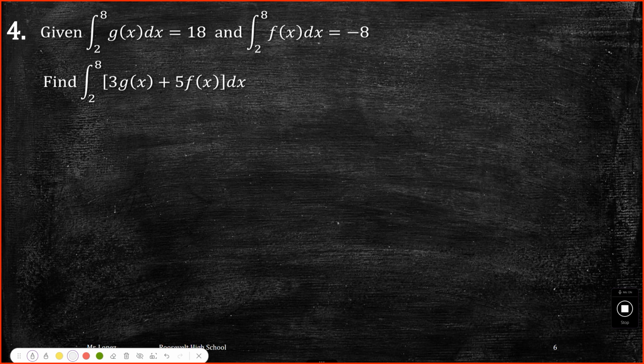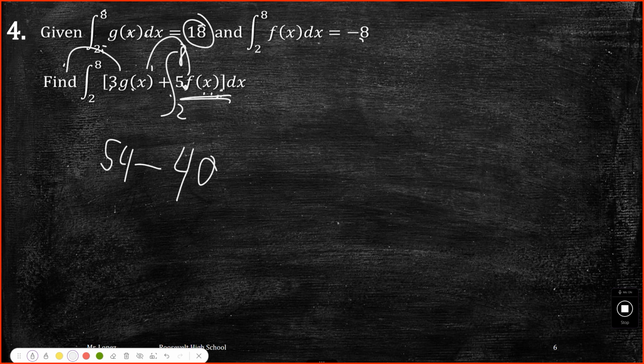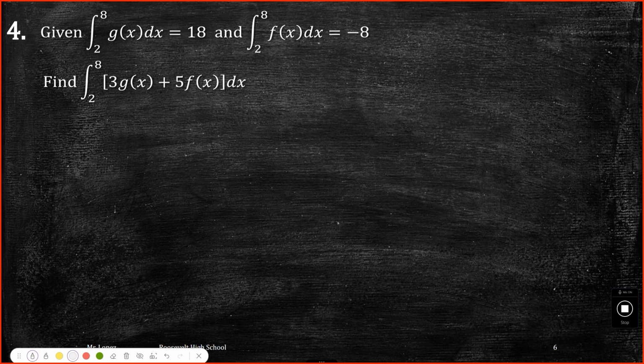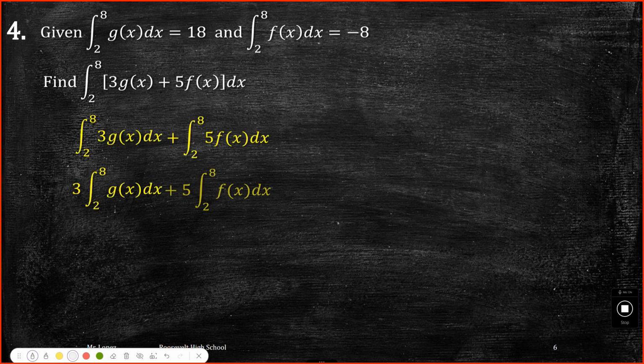If you know the limit rules, it's the same stuff. It's the distributive, distribute this here also. Factor out the 3, factor out the 5. 2 to 8 of g of x is 18. 18 times 3, 54. This from 2 to 8 of f is negative 8. Negative 8 times this, negative 40. And that's going to be 14. So that's 14.